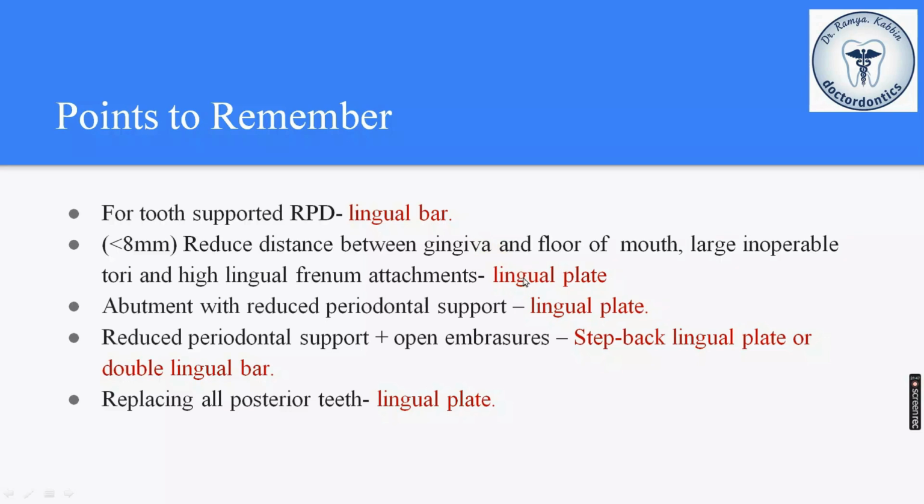In general, this lingual plate is like general. You can go for a lingual plate most of the time, but a lingual bar is better because it is not covering much of the soft tissue. And whenever the abutment has reduced periodontal support, you can go for the lingual plate. And with reduced periodontal support plus open embrasures, then go for the step back lingual plate, or you can go for the double lingual bar. Replacing all posterior teeth, if there is a Kennedy's class 1, then you can go for the lingual plate. I have talked about introduction and classification of the removable partial denture in my first lecture video.